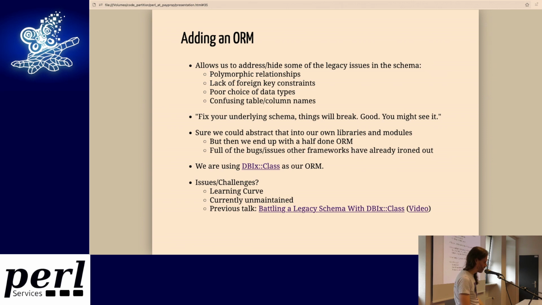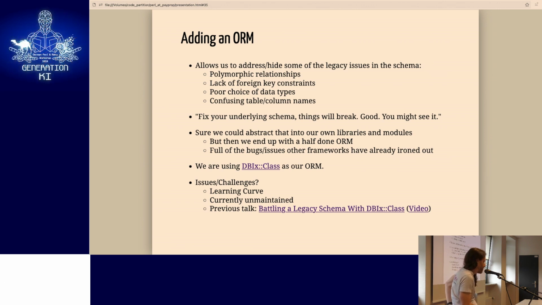So yeah, some of the issues and challenges around that. Well, a learning curve. The ORM has its own domain-specific language which you need to learn. It's currently unmaintained. I think there are discussions going on about what can happen there. I gave a much longer talk about this and about how we're using it in some ways to address the technical debt legacy issues there and how you can use some of its features. So that's the link to the slides. Still relevant because actually DBIx::Class moves quite slowly.